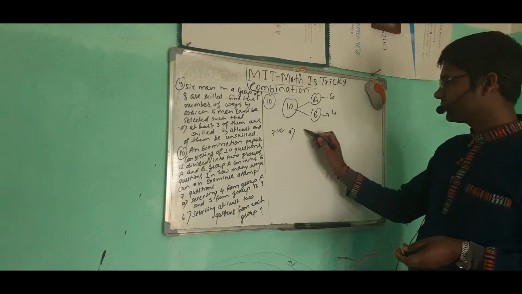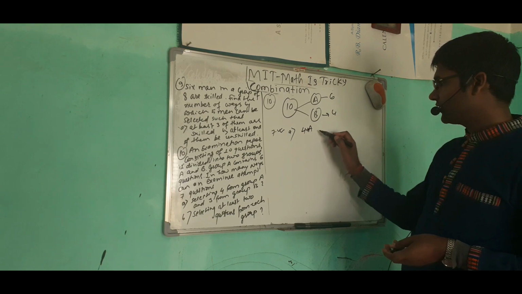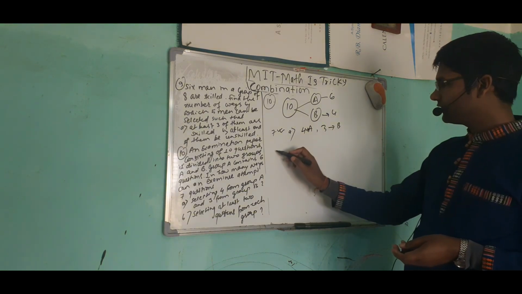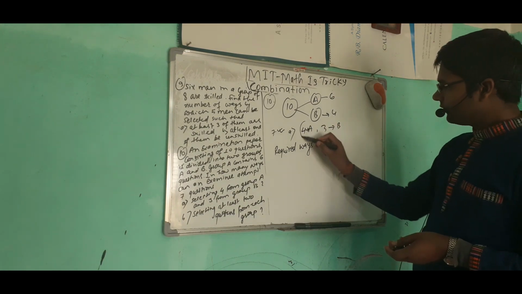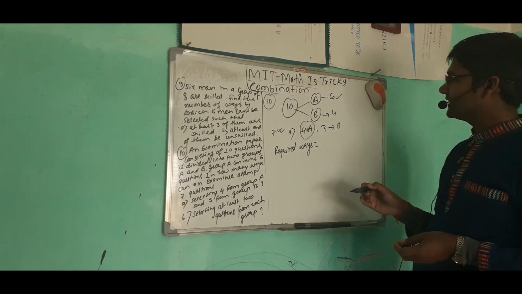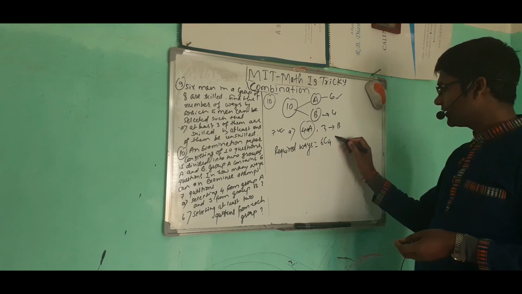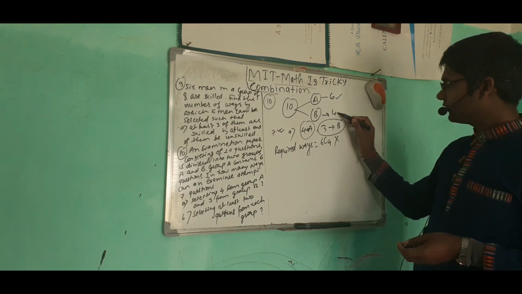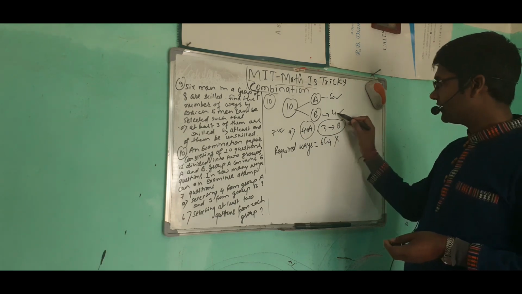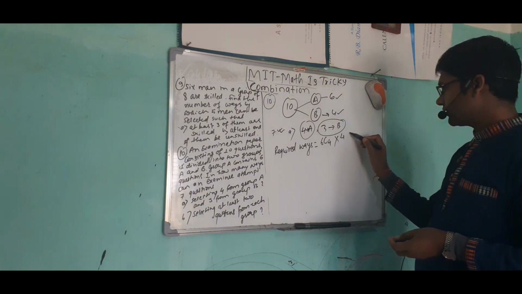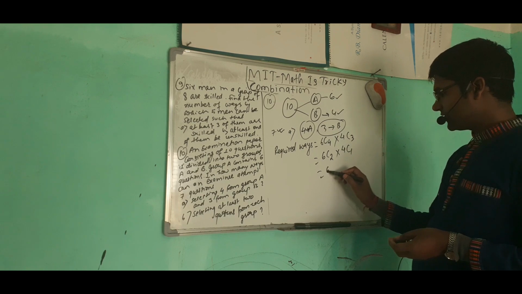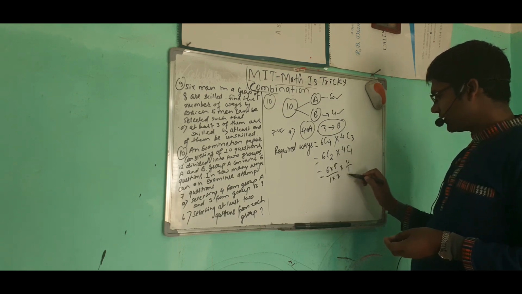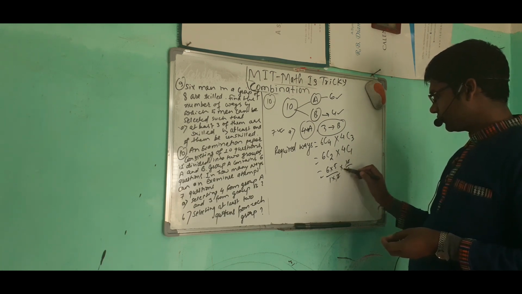selecting first 4 from A and 3 from B. So the required ways will be simply: from group A we have to select 4, and altogether there are 6 questions in group A, so 6C4 will be there, into, from group B we have to select only 3 questions, but altogether there are 4 questions in group B, so it can be done in 4C3 ways. So it gives 6C2 into 4C1, and the answer will be 6 into 5 by 1 into 2, into 4 by 1, so simply it is 15 into 4, and the answer will be 60. The first one, answer is 60.